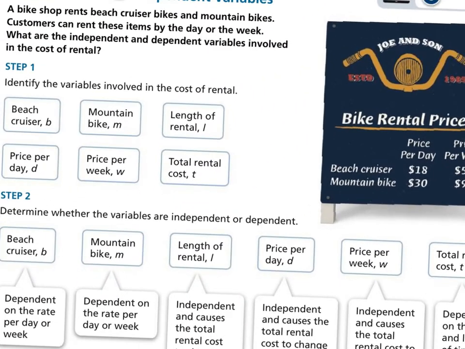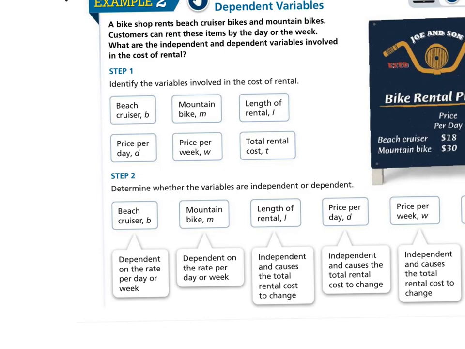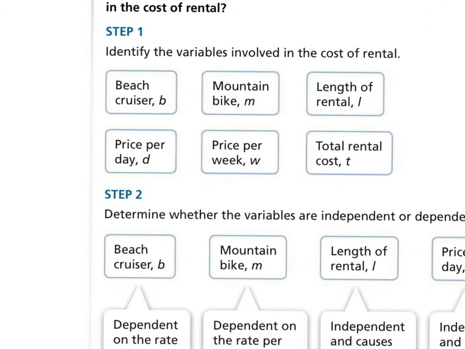Based off of that, we can think about different variables, different things that might change. Things that might change would be what we're renting, whether a beach cruiser or a mountain bike, the length of the rental, how long we're renting it for, the price per day or the price per week, depending on which one we're doing, and then the total rental cost. A little modification here maybe would be, we could say the cost of the beach cruiser, the cost of the mountain bike. Those are things that could be changed.